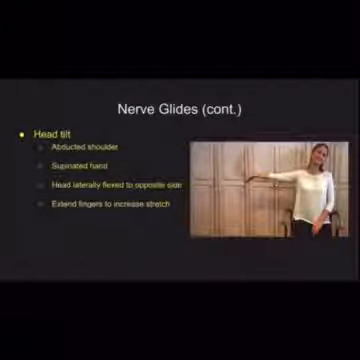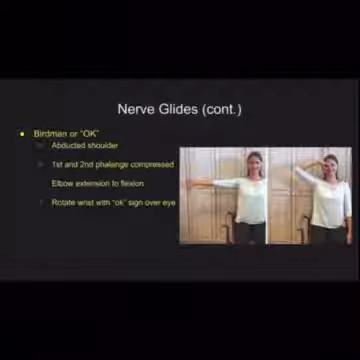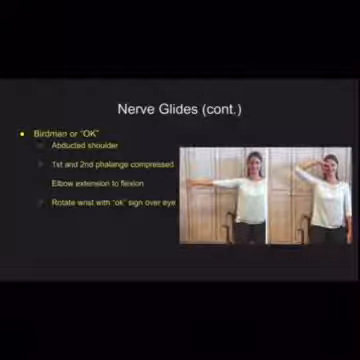The next one is head tilt. Your shoulders are abducted, your hand is supinated, your head is laterally flexed to the opposite side, and your fingers can be extended to increase the stretch. The last one is Birdman or OK. Your shoulders are abducted, your first and second phalanges are compressed to make an OK sign, and you take your elbow from extension to flexion, and midway you rotate your wrist to put the quote-unquote OK sign over your eye.